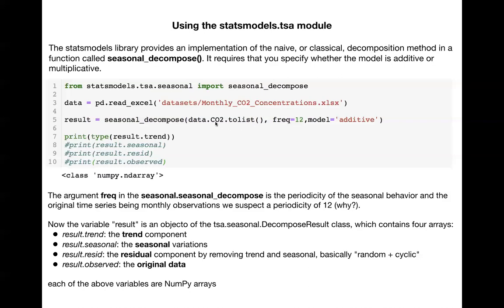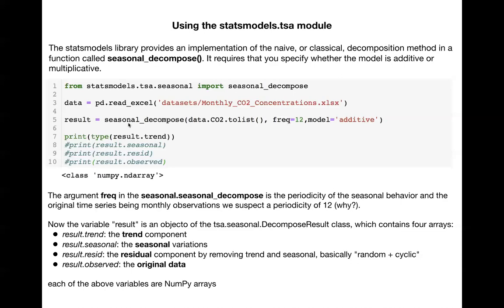I'm going to decompose the CO2 column, and I'm specifying a frequency of 12. Remember that in the CO2 data, each data point is taken at one month, so 12 data points is 12 months, which is one year. That's exactly how a seasonal variation works. And for the model, you can choose either additive or multiplicative. So there are three inputs. One is the data column converted to a list. The second is the frequency of the seasonal variation, and I choose 12 here. The third is which model you want. We use the additive model here.